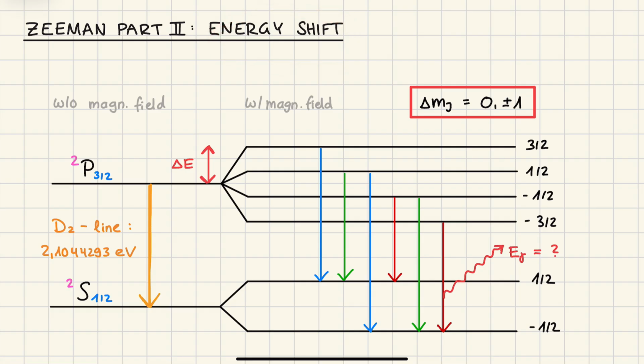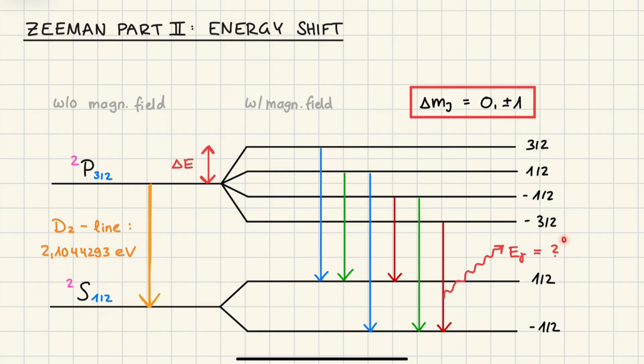During a transition from a higher state to a lower state, a photon is emitted, and that photon has the exact same energy as the energy difference between the two states of the transition. So without a magnetic field present, we just have this state and this state without any splitting, and the photons emitted by this transition, which we call sodium D2 line, have this exact amount of energy, which is the energy difference between the higher state, ²P3/2, and the lower state, ²S1/2.